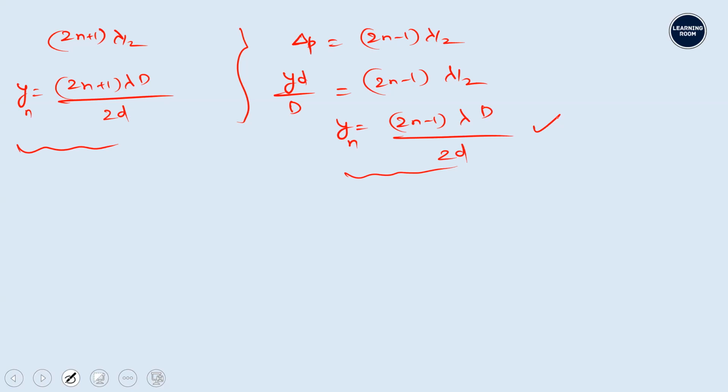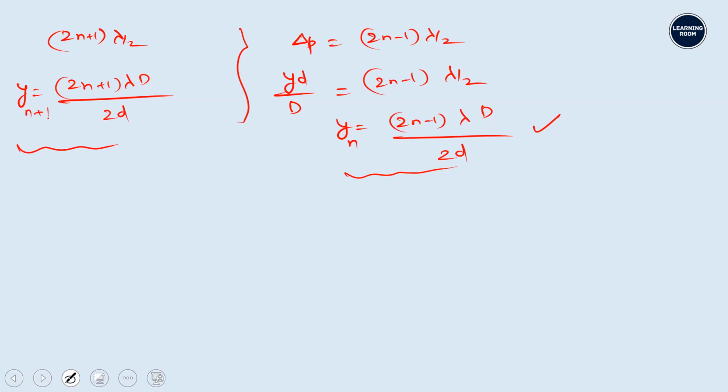So for me to get the same corresponding dark spot here, what modification do I need to do with n? I should not put n equal to 1. Rather, I will put y equal to n plus 1. Think of it. One minute, I'll complete that, then you ask. If I put n equal to 0 here, what will the subscript become? It will become y1. So y1 says that I'm talking about the first dark spot. So when I put n equal to 0, it will give lambda into capital D divided by 2d. Makes sense?